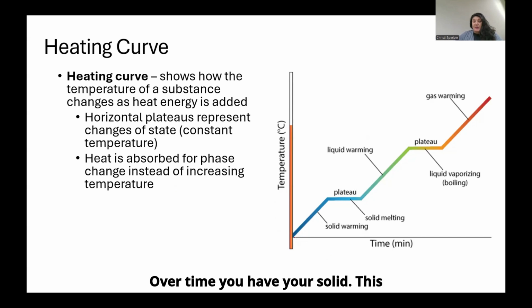Over time, you have your solid, and the solid is warming. You have a plateau. We have solid and liquid together because the solid is melting into liquid. At this point, all of it is melted into liquid. The liquid is warming up, and then you're at a plateau at a temperature, which is the boiling point, where you have liquid turning into gas. So you're liquid and gas, and then you have all gas, and your gas is warming up.